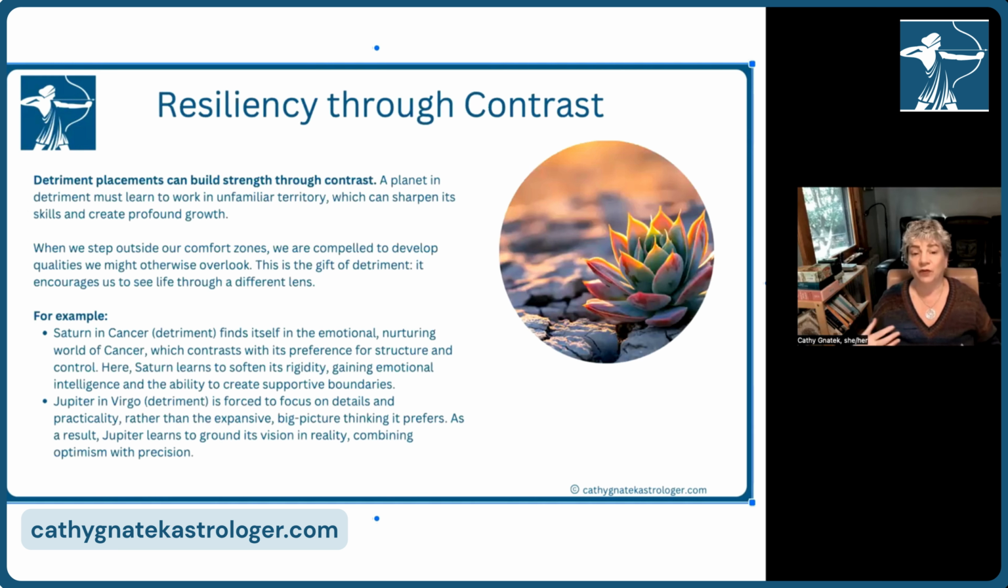Detriment placements can build strength through contrast as well. A planet in detriment must learn to work in unfamiliar territory, which can sharpen its skills and create profound growth. When we step outside our comfort zones, we're compelled to develop qualities we might otherwise overlook. This is the gift of detriment. It encourages us to see life through a different lens.